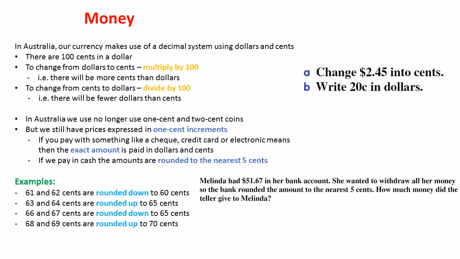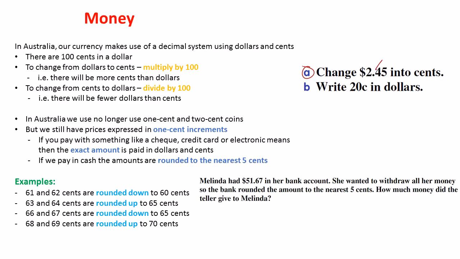Okay, now let's look at money. In Australia, our currency makes use of a decimal system using dollars and cents. There are 100 cents in a dollar. So we'd like to be able to change from dollars to cents. When we go from dollars to cents, we multiply by 100. There will be more cents than dollars. That's like saying this example here: I want $2.45 and I want to change it into cents.